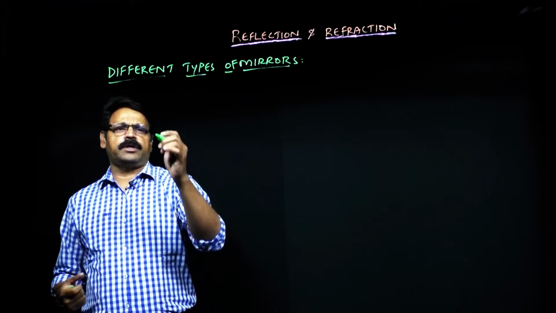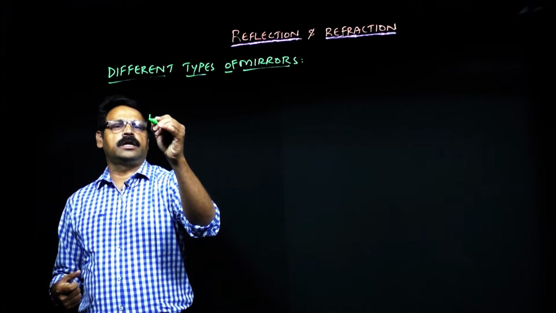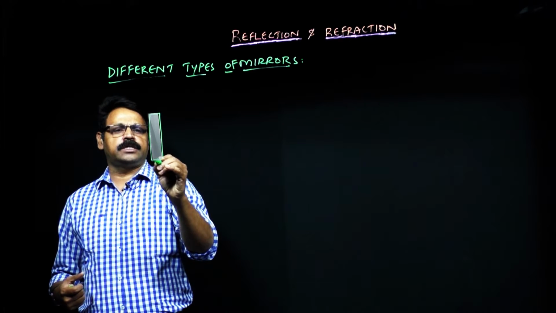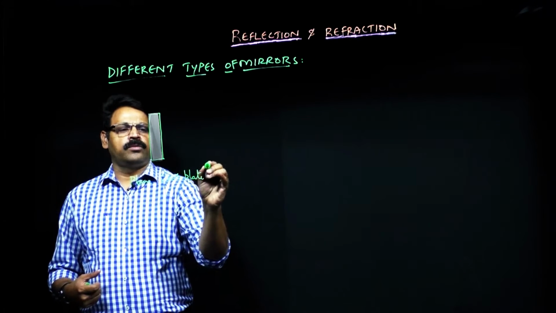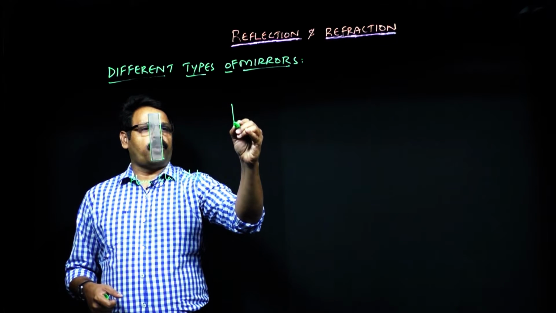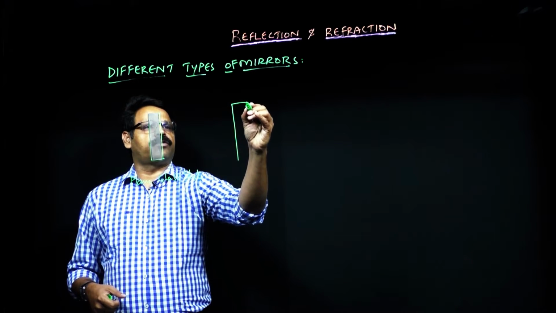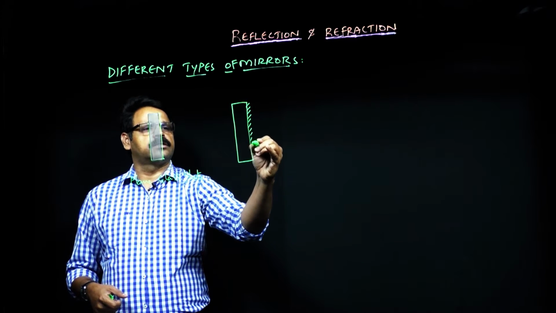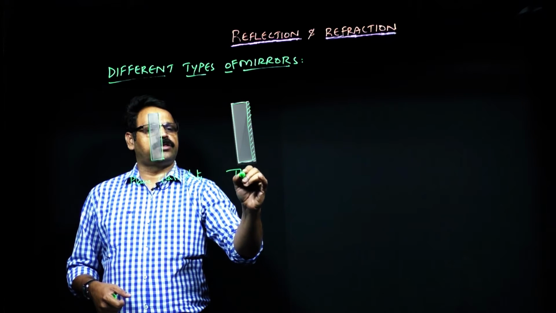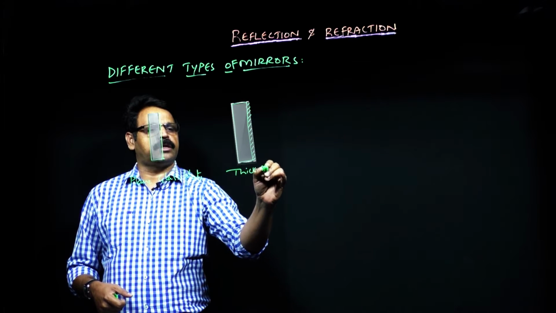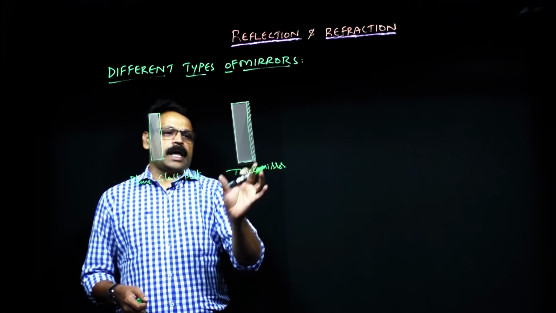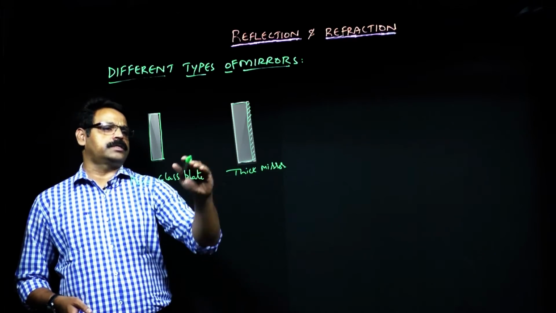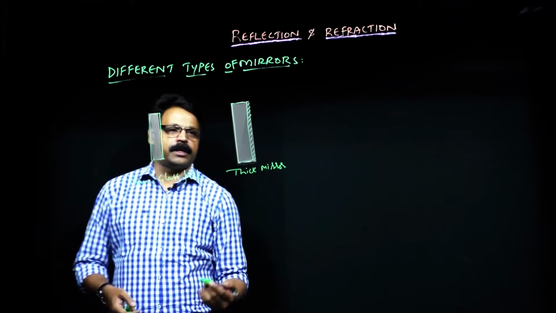The basic thing for every light related concept is the glass plate. So here is the glass plate. Now if you polish this at one side and the other side is open, then it is called a mirror. This is called a thick mirror. So a glass plate is taken, and if one surface is polished and the other surface is open, then it is called a thick mirror.